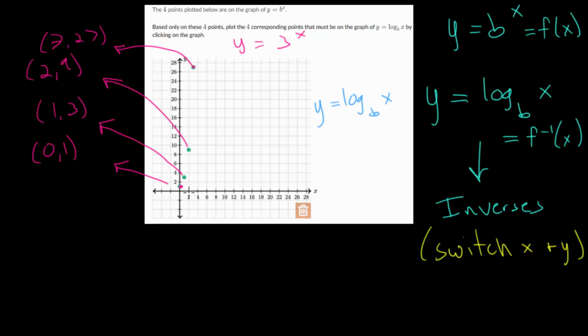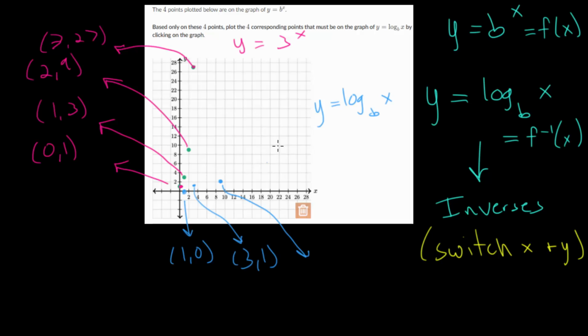So 1 comma 0 should be on our graph, since we just switched 0 comma 1. And 3 comma 1 will be on our graph. So 3, let me delete that. 3 comma 1, that's right there. We'll also do 9 comma 2. So 9 up to 2, right about there.